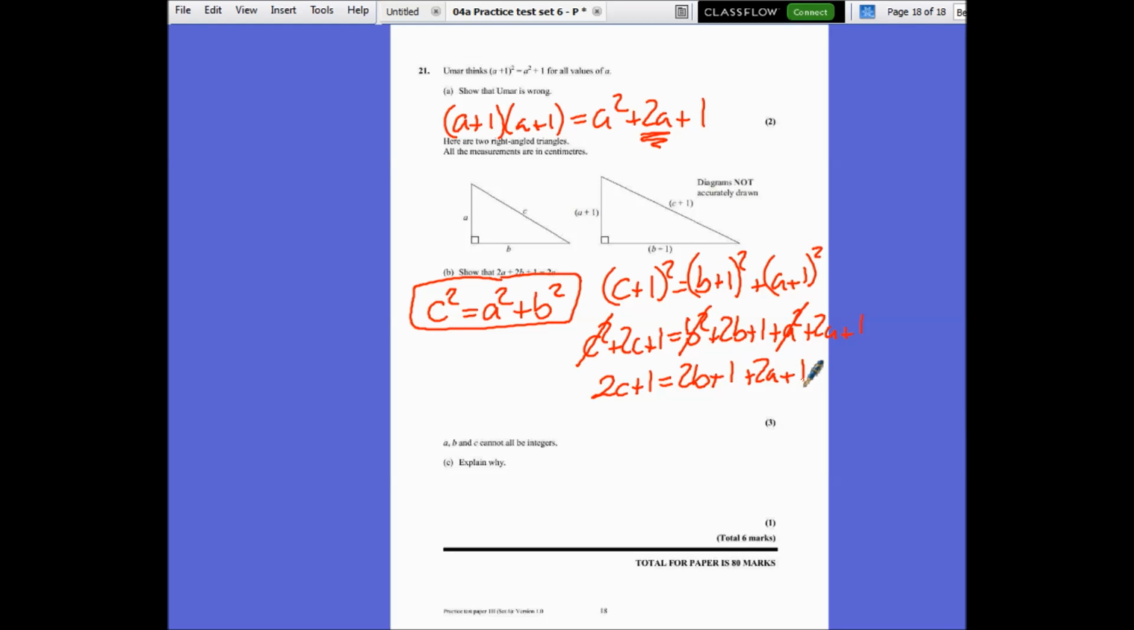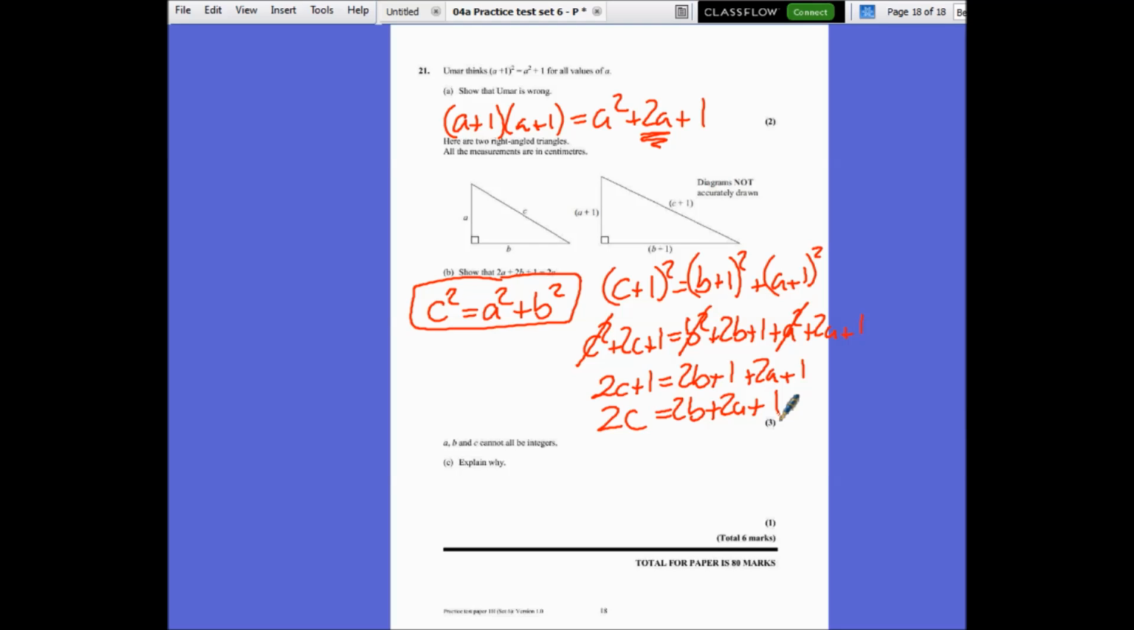If we simplify all that out to get the 2c on its own, we'd end up with 2c on this side, we'd end up with 2b plus 2a, and then the plus 1s add up together to plus 2, we've got to take that 1 off, so that would just be plus 1 again, and we've got what it asks us to show. It says a, b and c cannot all be integers.